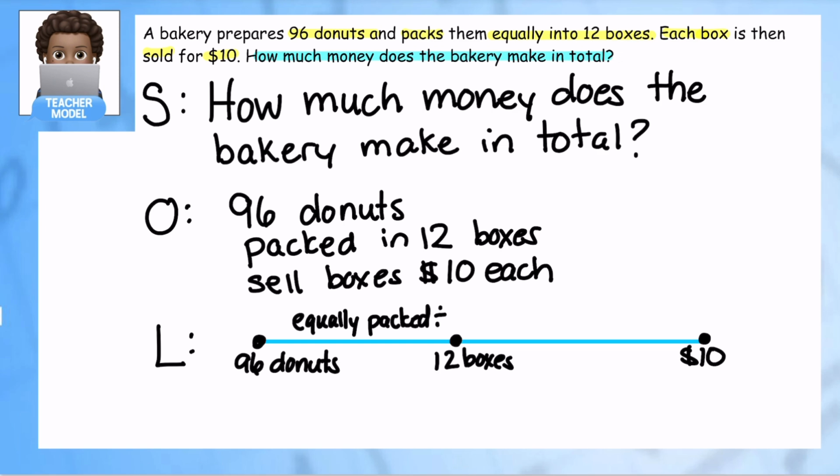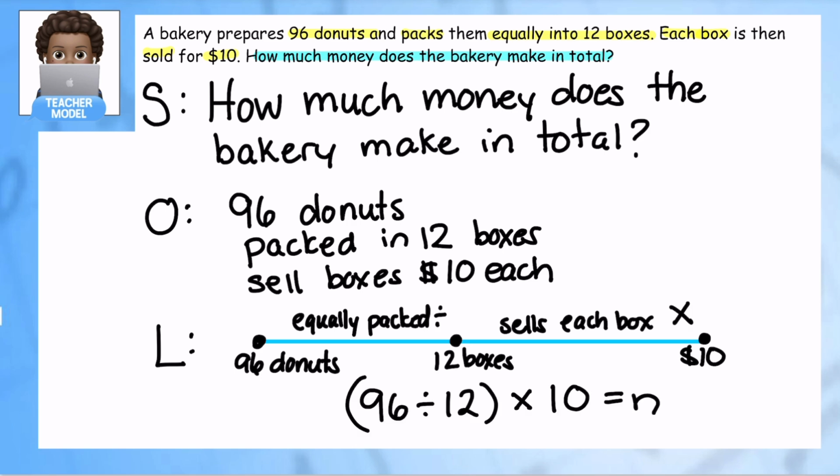Well, I know that the 96 donuts are equally packed into 12 boxes. So I know that this means they're being divided. And I know that once I do that part, 96 divided by 12, I can figure out how many boxes that is and then sell each box for $10. And that's multiplication. So my plan is to do 96 divided by 12. That will tell me how many boxes I have, and then multiply each box by 10 to find out how much money they have. Hit pause and jot this down into your notes.